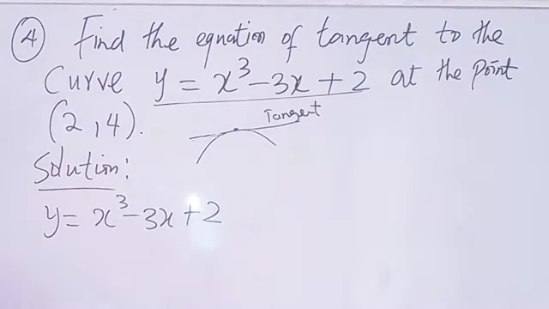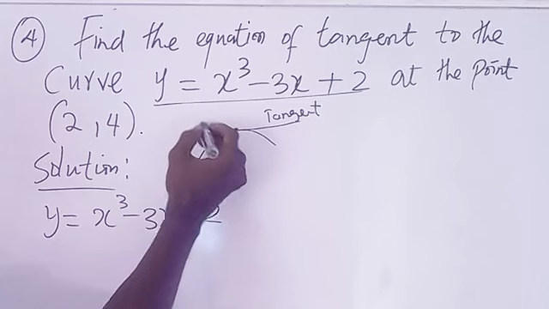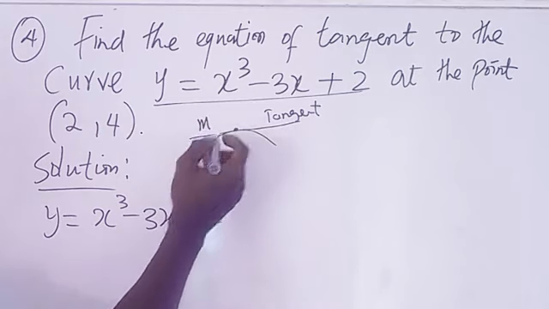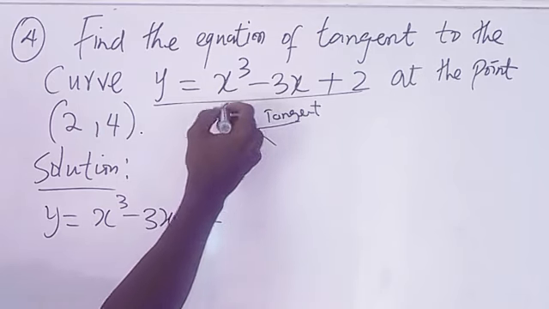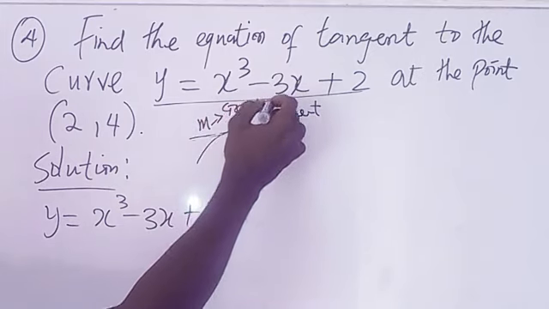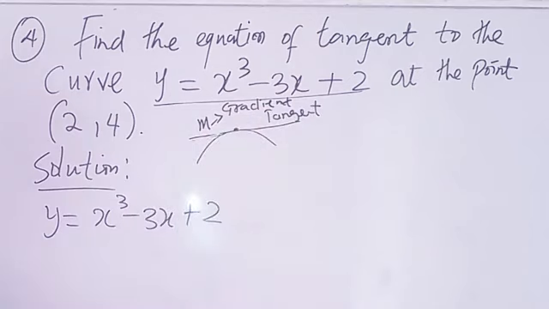Now, before we can get the tangent, we need what we call m, which is the gradient. Are you getting it now? Before we can get the gradient, it means that we are going to differentiate this. Differentiating this is when we can get our tangent, before we can find the equation of tangent. So just listen attentively so you can see what we are trying to say here.